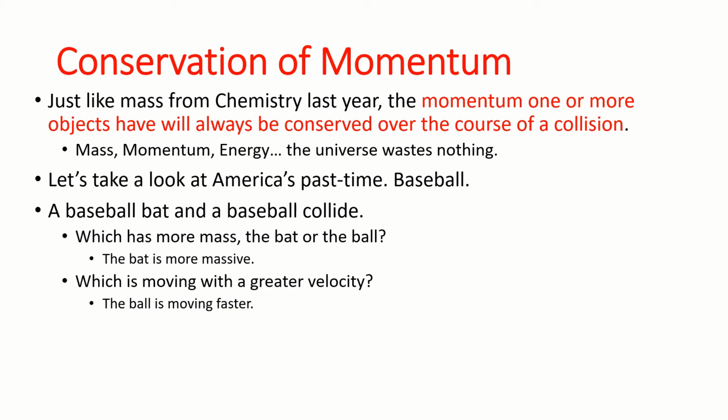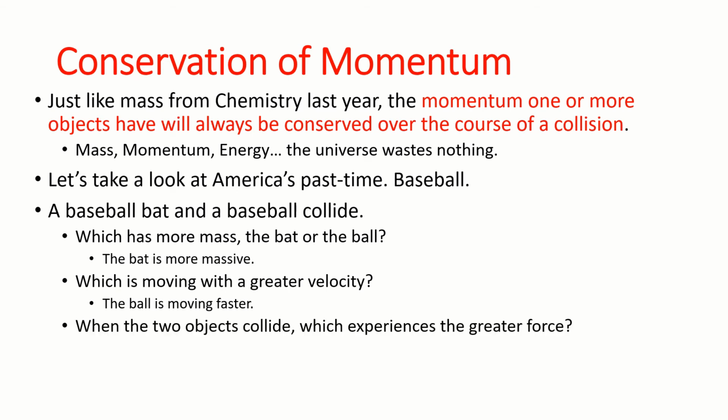The ball is moving, if it's a standard fastball for an MLB pitcher, 95 to 98 miles per hour. Some guys are hitting hundreds. That's awesome. But I'd say on average, 98 is a fairly conservative estimate. Baseball bat's not moving 98 miles an hour. They're swinging it pretty quick, don't get me wrong, but 98's really fast. Anyways, so when the two objects collide, which experiences a greater force?